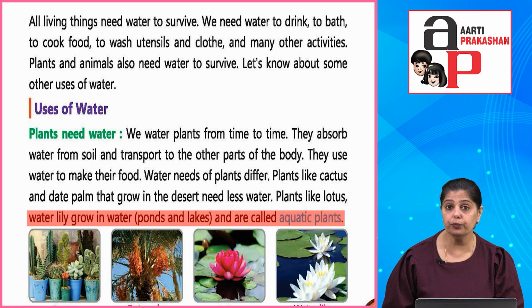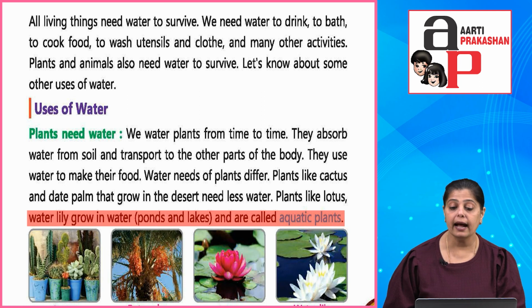So children, we all know that plants also need water and we water them from time to time. What they do is they absorb the water and then that water gets transported to their different parts, and from there it is used to make the food. At the same time, the water needs of different plants are different.